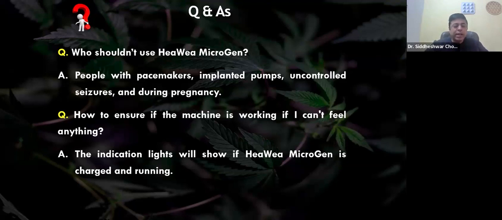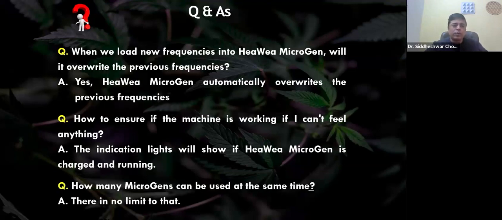The indication lights will show if HeaWea MicroGen is charged and running, right? Otherwise, you can also generate a test report as we learned earlier. You can also see if it is working or not for you. When we load frequencies into HeaWea MicroGen, will it override the previous frequencies?